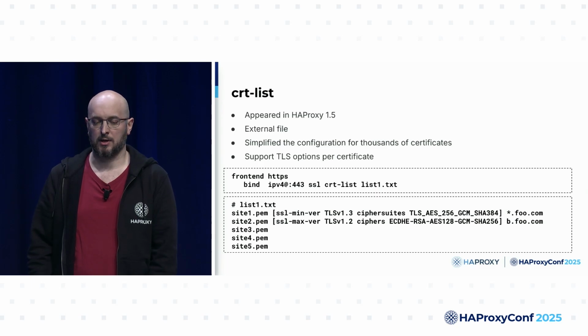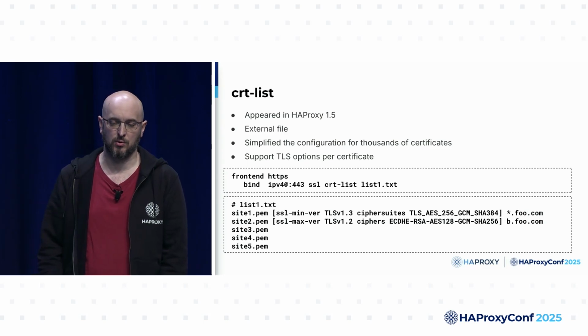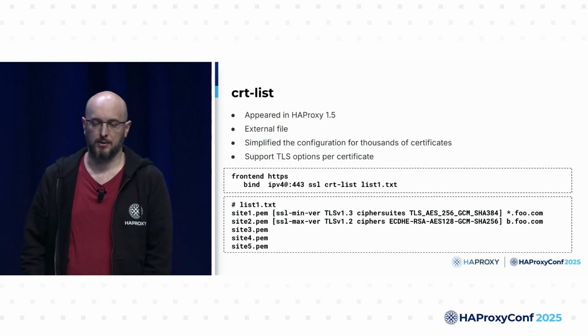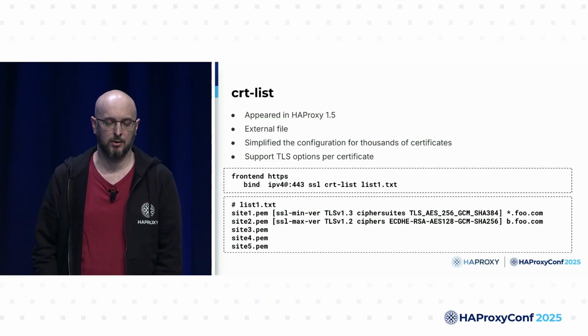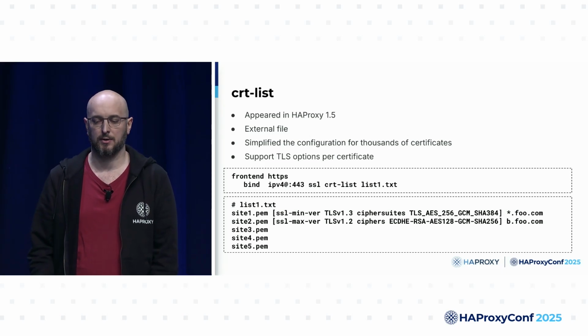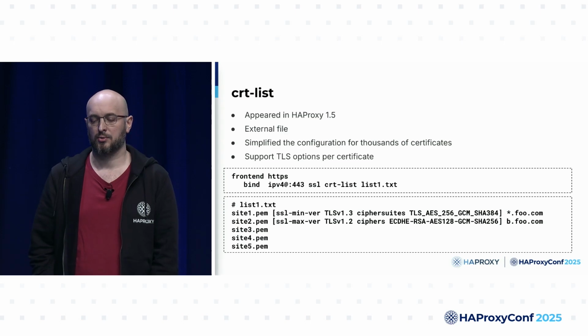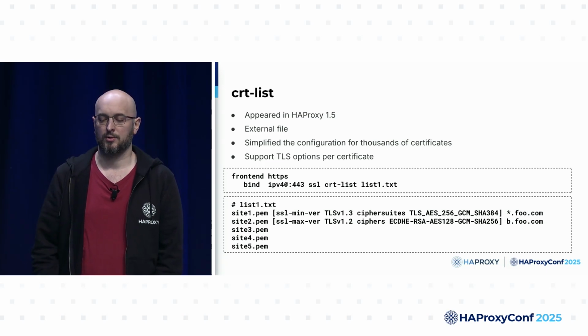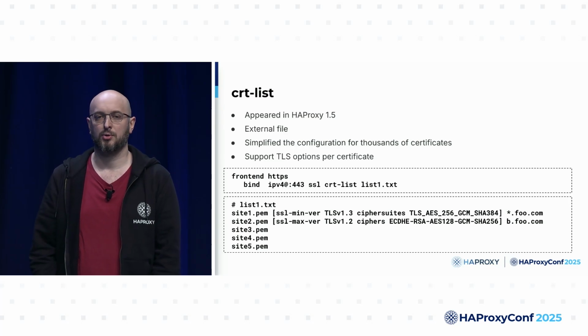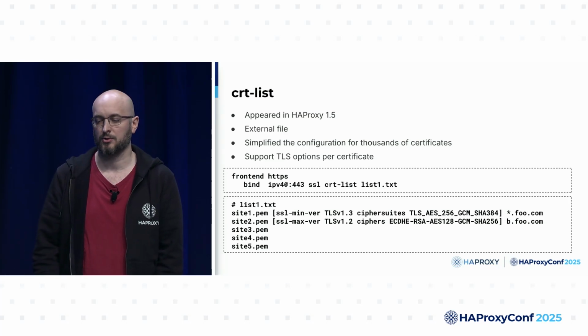We also have the CRT list. It was implemented in HAProxy 1.5. It's a system that allows you to list a lot of certificates in a file. So if you have thousands of certificates, you just put the name of the certificate in the file. You could also use TLS options per certificate. So for example, in this configuration, you will have one certificate which will be configured for TLS 1.3 and another one with 1.2, and you could configure ciphers and a lot of other things.